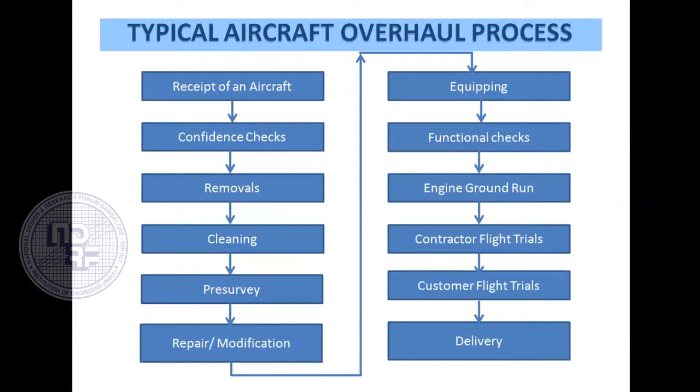Based on the pre-survey, the repair activity happens, and once the repair activity is completed, the various items which have been removed get equipped back, and the aircraft gets checked functionally for various systems, step by step. Then the engine is installed, and we do an engine ground run, and then it goes through flight trials: contractor flight trials and customer flight trials. Once in the flight trial, the aircraft is actually put to its final functional use. The aircraft flies, its performance is measured, and once it's satisfactory, it is ready for delivery to the customer. So this is the flow of events which happens in an aircraft maintenance industry.